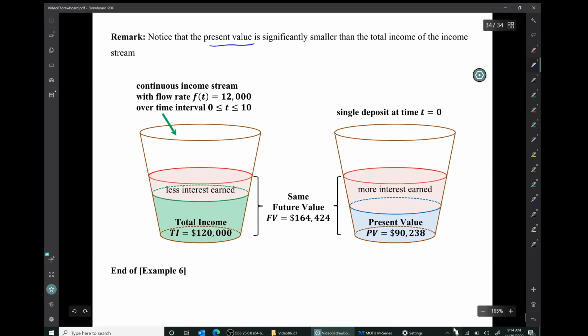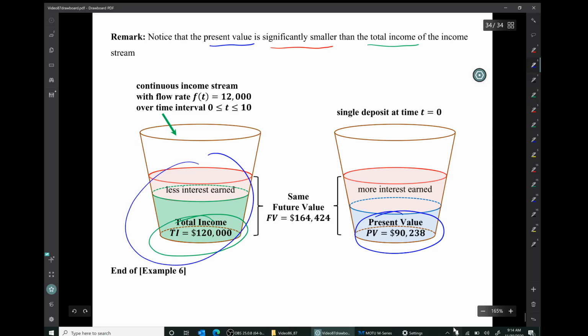Notice that the present value is significantly smaller than the total income. So the present value was $90,000. The total income was $120,000. Both produced a future value of $164,000. After 10 years, the continuous income stream will have flowed in $120,000 of total income. It will have earned this amount of interest.